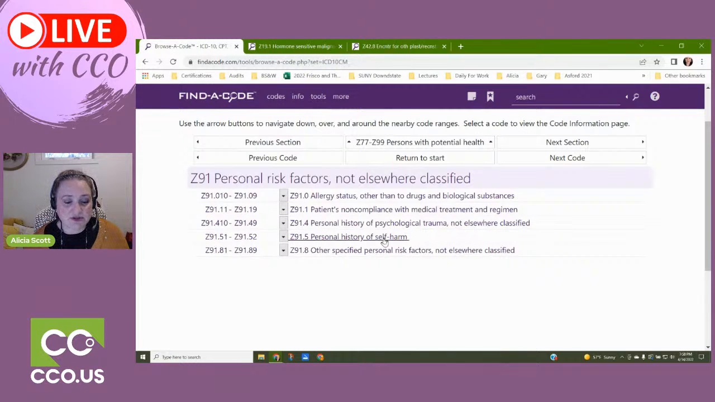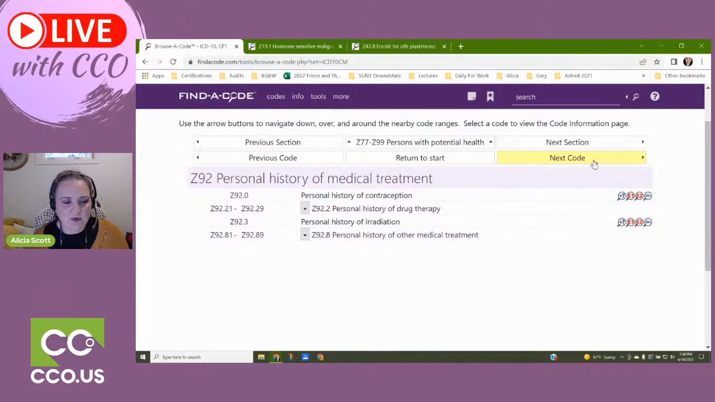Let's see, personal history of self-harm. That's not new. It's been around for a long time. Other specified personal risks is in there. We're wrapping up. Personal history of contraception. Let's see, drug therapy, history of irradiation. You've been irradiated, and of other medical treatment.